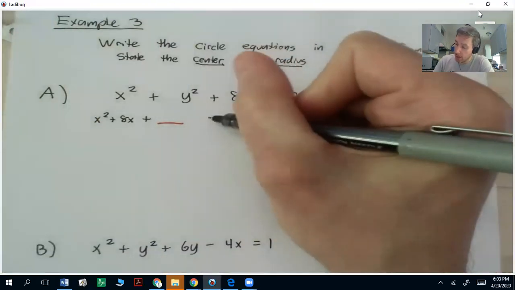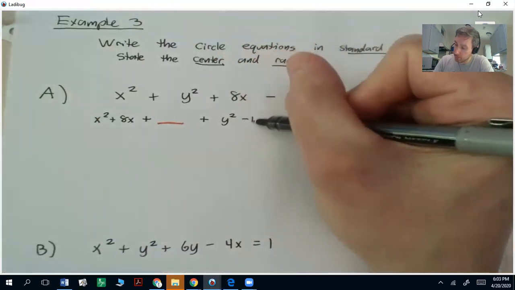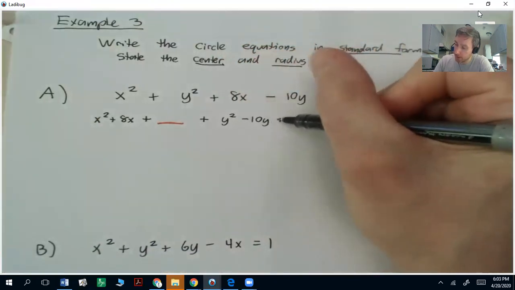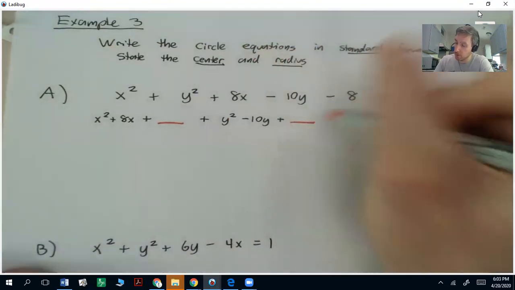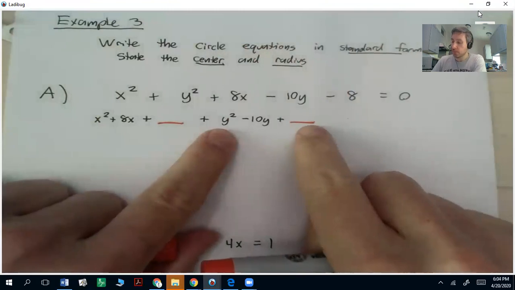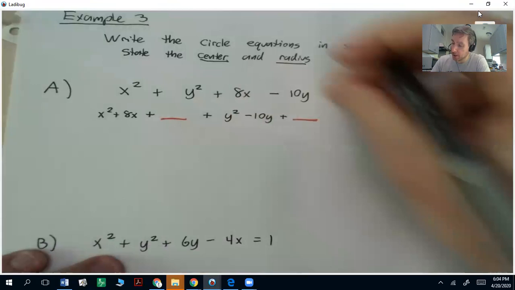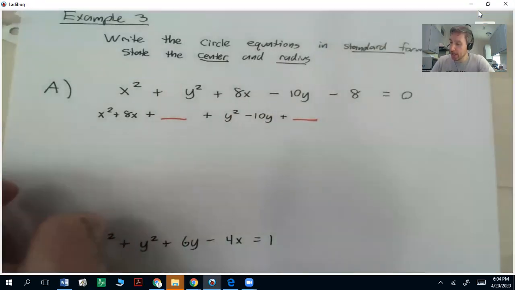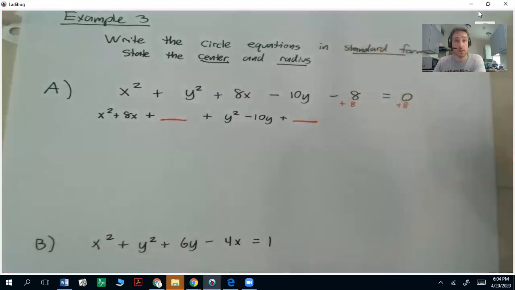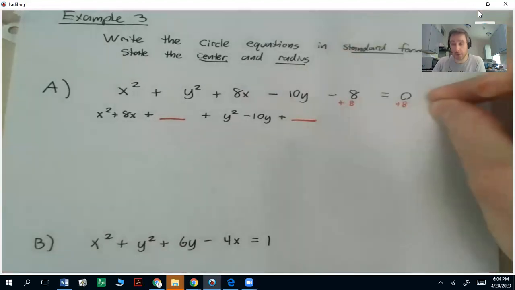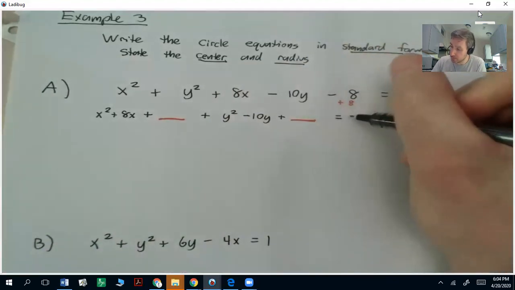We also want to put the y squareds together. So plus y squared minus 10y. And again, I'm going to put another blank following that. That's going to be another number that completes the square for that set. I have a -8. I want to get that out of the picture. So I'm actually going to add 8 to both sides. If it's already over there, leave it. If it's on this side, bring it over here and flip the sign. So that's going to be equal to +8.